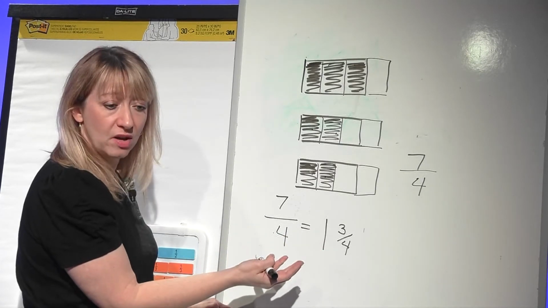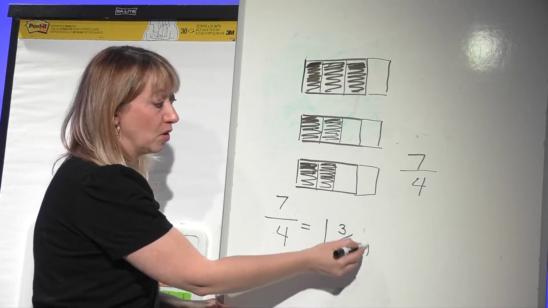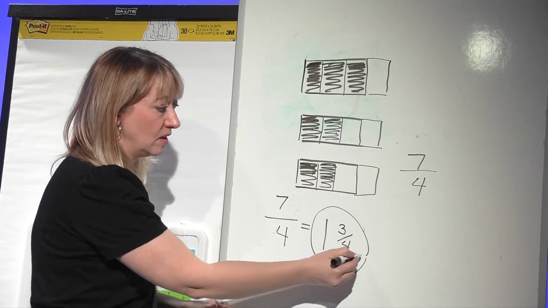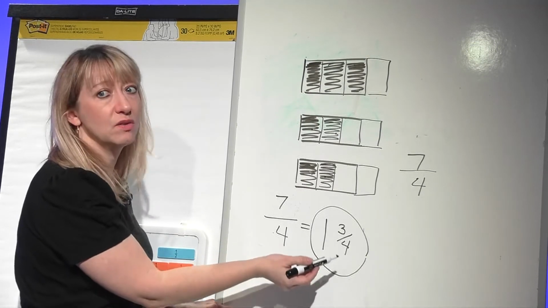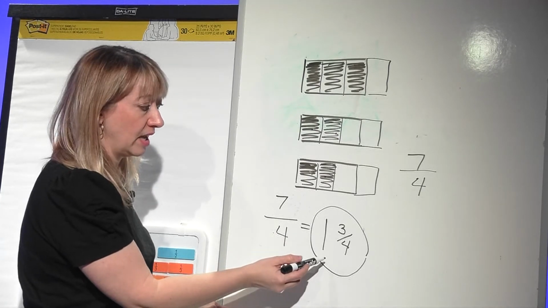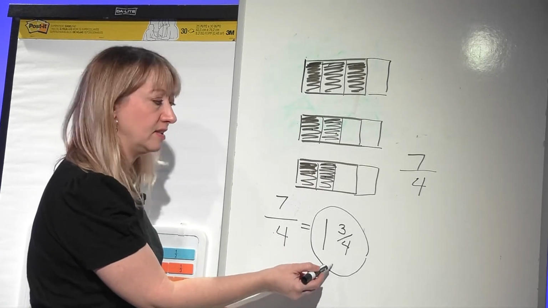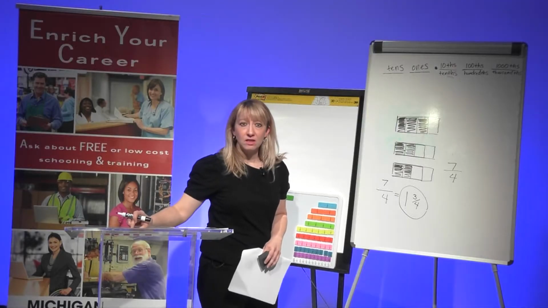And again, if you think about it in real life examples, if you're baking or cooking, the recipe is not going to say you need 7/4 cups of flour. It's going to say you need 1 3/4. But they mean the same thing. It's just that in real world examples, you're going to see this more often. But you have to know how to go from one to the next.